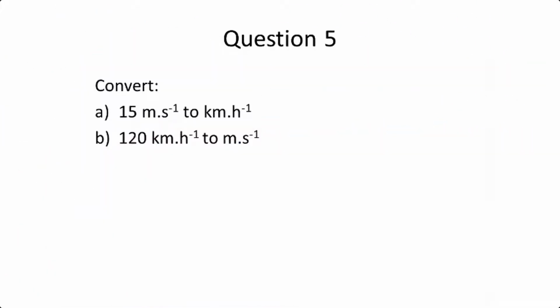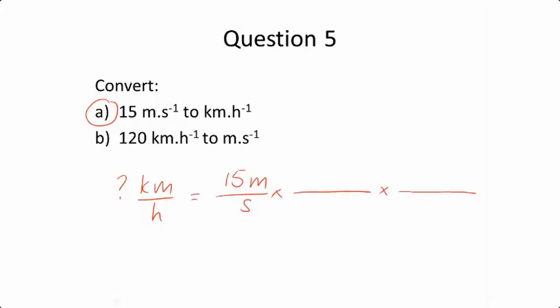Question 5, we need to convert 15 meters per second to kilometers per hour in A. Let's do that one first. So how many kilometers per hour is 15 meters per second? So we need to multiply this by 2 unit factors.